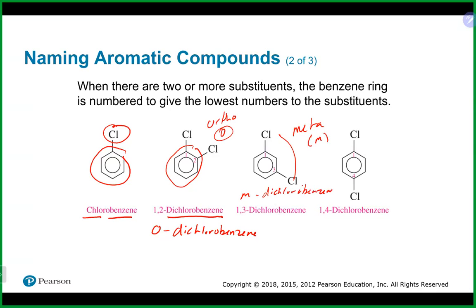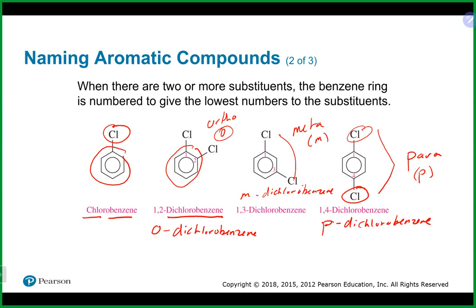And the 1 and 4 positioning that we see over here, that is what is referred to as the para positioning, and sometimes just use a P, and that would be P-dichlorobenzene. So when we're dealing with benzene rings and we got a couple groups attached, sometimes ortho, meta, and para are used in place of numbering, but they do represent sort of the number location on the ring.